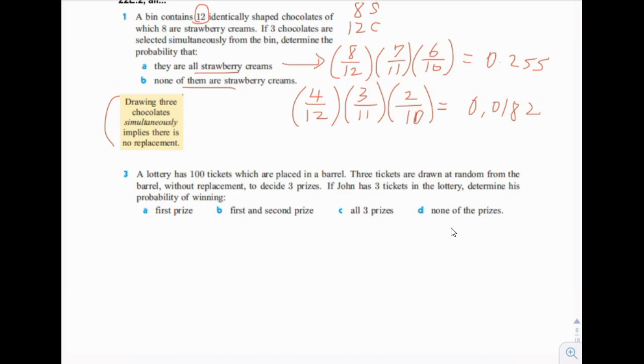A lottery has 100 tickets which are placed in a barrel. 3 tickets are drawn at random from the barrel without replacement to decide 3 prizes. Again, without replacement, that means you're taking things out, you're not putting it back, so every time the probability changes slightly for the next step, meaning that the probabilities are dependent. Okay? So a lottery has 100 tickets which are placed in a barrel. 3 tickets are drawn at random from the barrel without replacement to decide 3 prizes. If John has 3 tickets in the lottery, determine his probability of winning first prize, first and second prize, all 3 prizes.